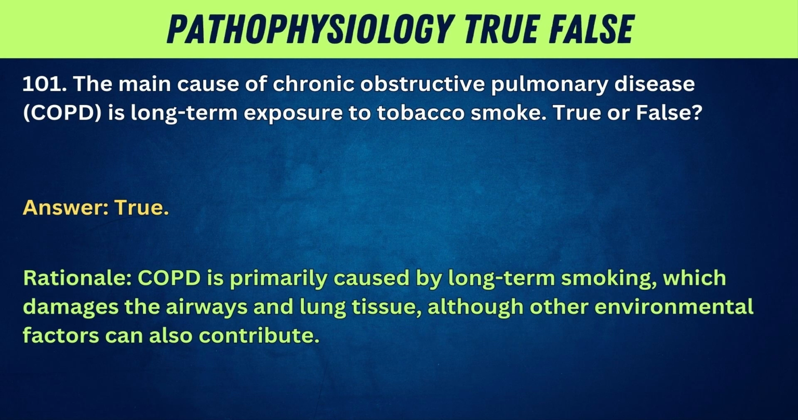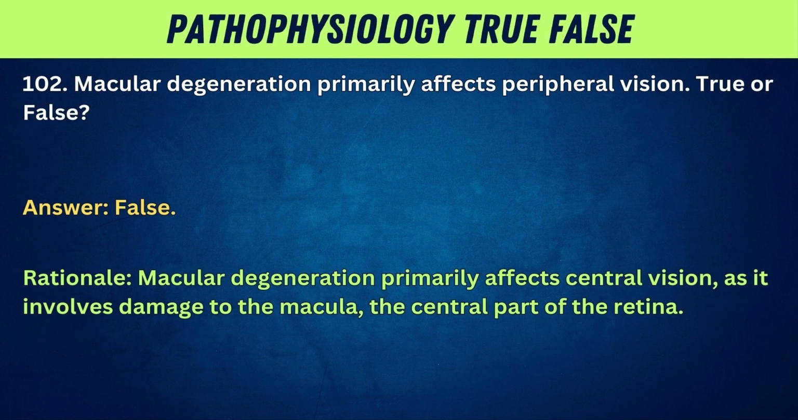101. The main cause of chronic obstructive pulmonary disease, COPD, is long-term exposure to tobacco smoke. True or false? Answer: true. Rationale: COPD is primarily caused by long-term smoking, which damages the airways and lung tissue, although other environmental factors can also contribute. 102. Macular degeneration primarily affects peripheral vision. True or false? Answer: false. Rationale: macular degeneration primarily affects central vision, as it involves damage to the macula, the central part of the retina.